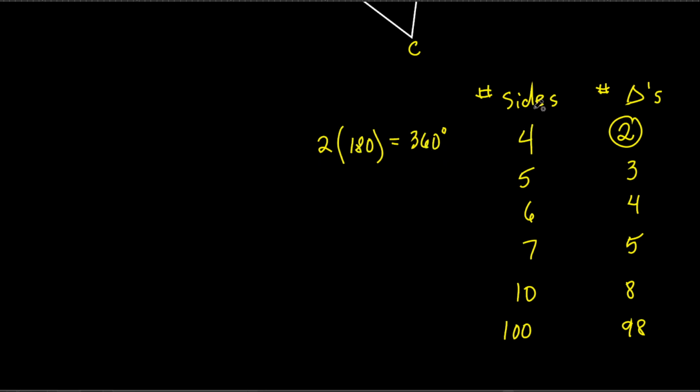So when I have 4 sides, that means all the angles added up. The sum, listen to what I'm saying. The sum of the interior angles equals 360 degrees. Agreed? All right. Let's do the next one. So this would be 3 times 180. What's that? 540.